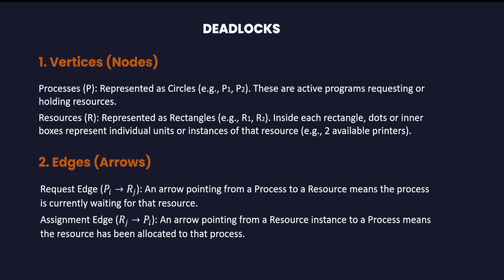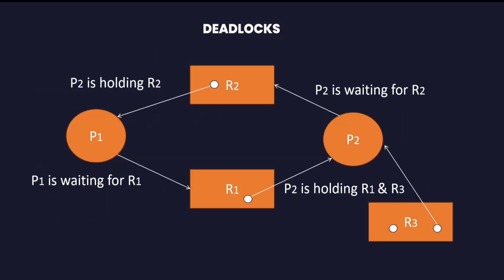Second, edges or arrows. Request edges. If an arrow is pointing from a process to a resource, that means the process is currently waiting for that resource. So here an arrow is pointing from P2 to R2. That means P2 is waiting for R2 and also P1 is waiting for R1.